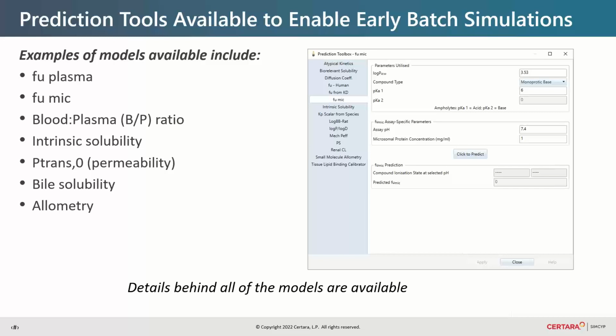As Hannah mentioned in the questions, there are some prediction tools available. We have prediction tools from physicochemical properties for fraction unbound in plasma and microsomes, and blood plasma ratio. We can also make predictions of solubility and permeability. Again, they can be quite useful early on, and obviously, as you get more information, you can refine the predictions and then update the models. We also have tools to allow allometric prediction from species to species, or from preclinical species to human. So all of those are available.